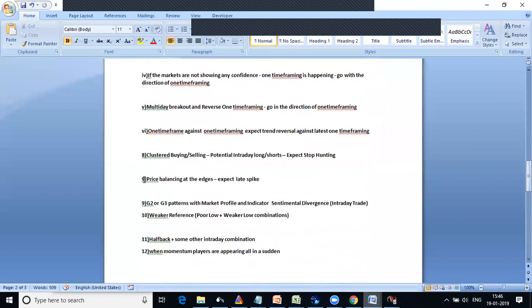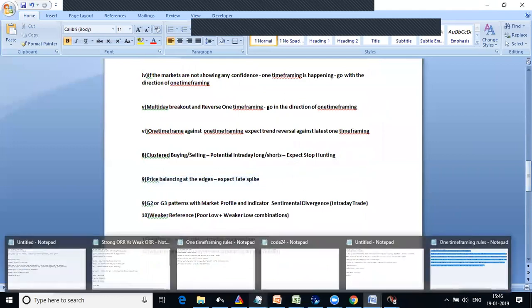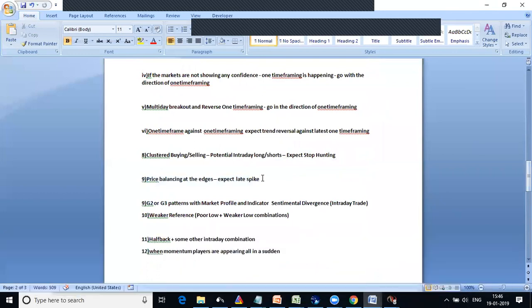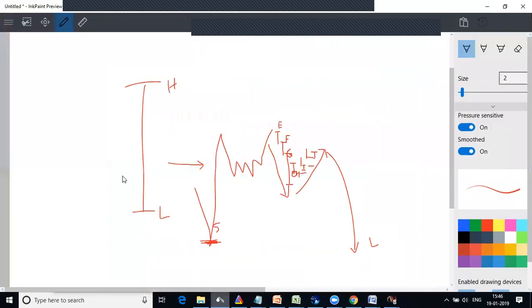So next comes the price balancing at the edges, expect a late spike. Let's just take the same example here.